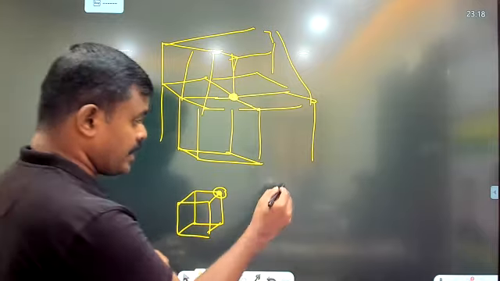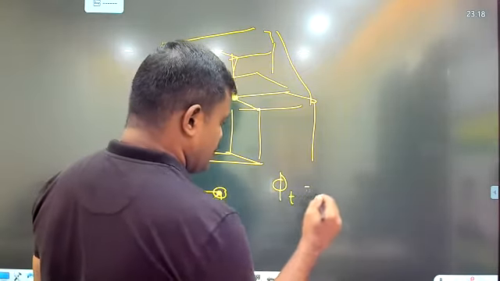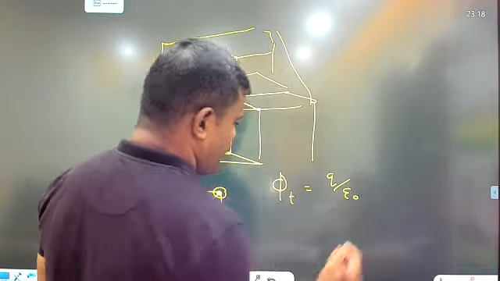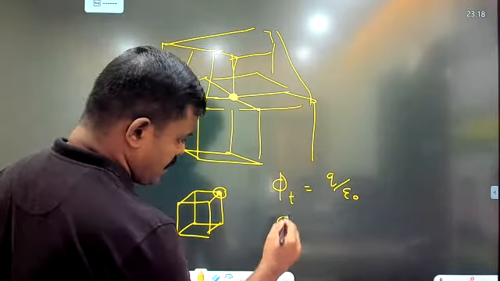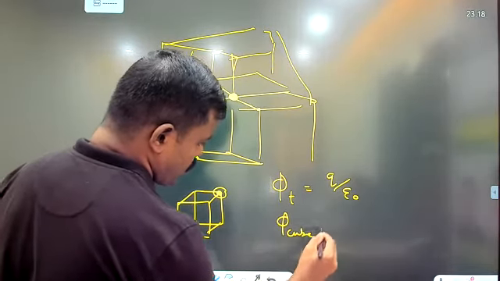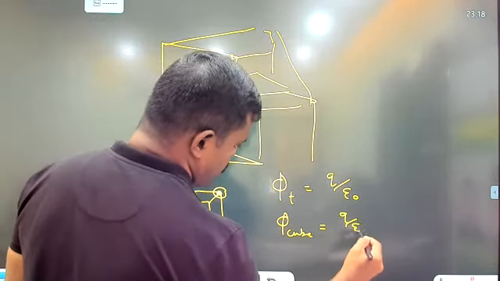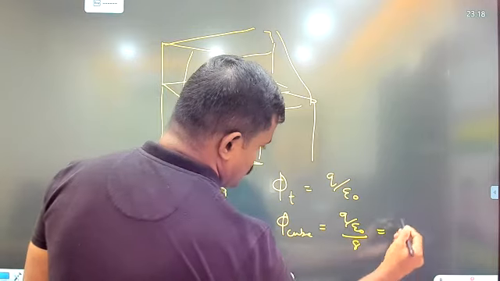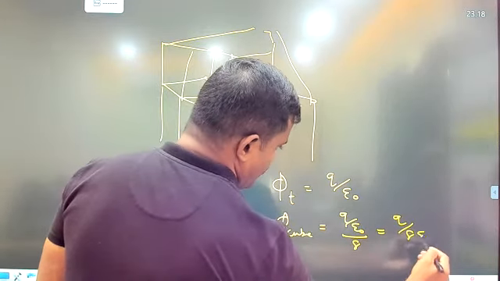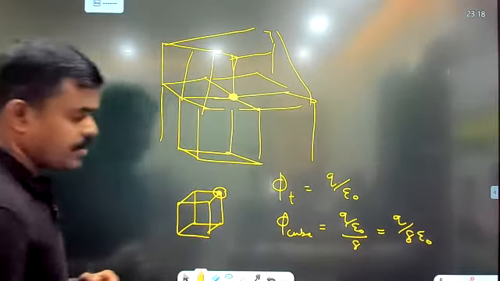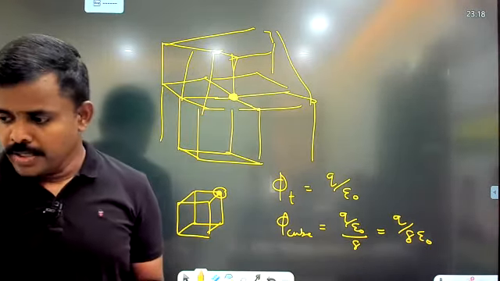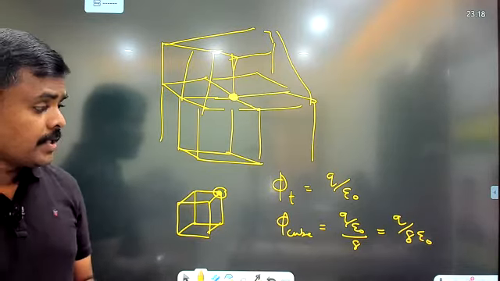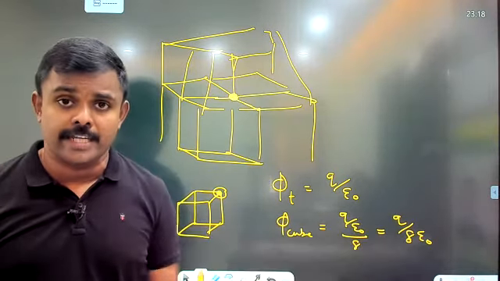So total flux is what? Phi total is Q by epsilon 0 always. Correct? So what is flux through one cube? Q by epsilon 0 by 8. So the answer is Q by 8 epsilon 0. Flux through one cube is Q by 8 epsilon 0.